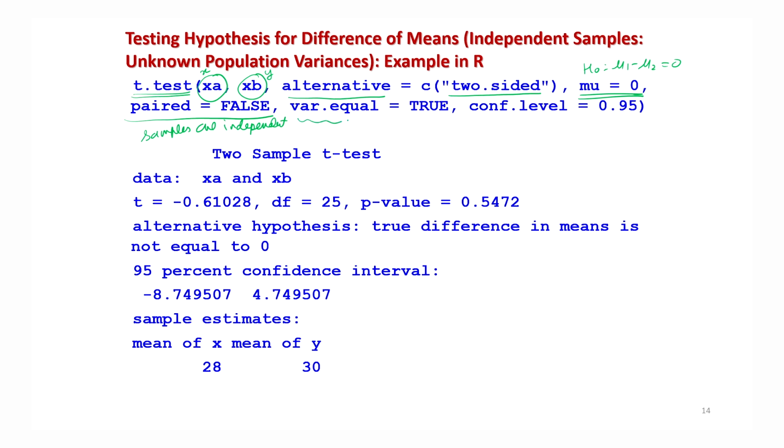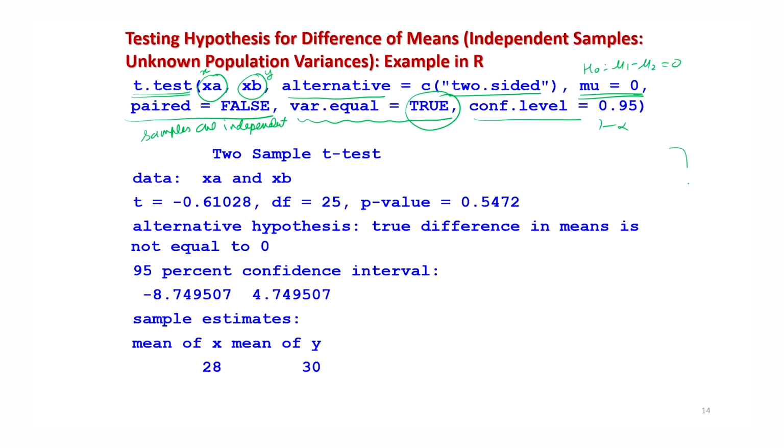Now the next option is var.equal is equal to true. So now you can see here I have assumed that the two samples are coming from two different normal populations which differ with respect to only means mu1 and mu2, but their variances are unknown but equal. So now I have to give true, var.equal, that is variance equal, is equal to true. The level of significance alpha here, suppose I take 5%, so conf.level will be 1 minus alpha, which is 1 minus 0.05, which is 0.95.